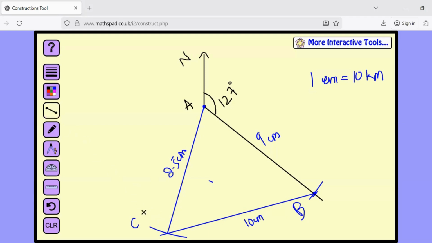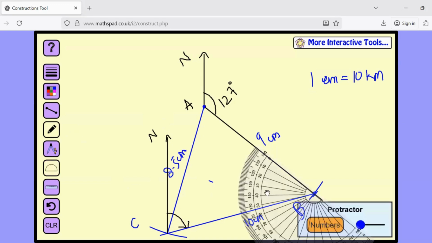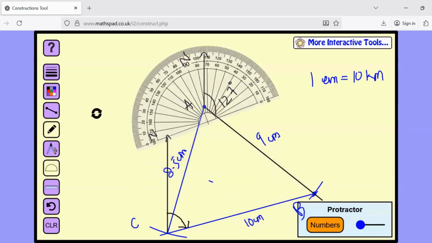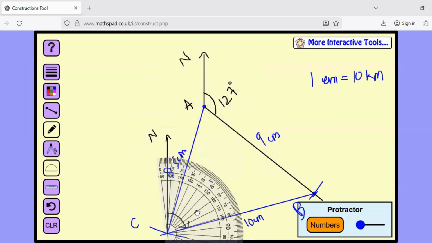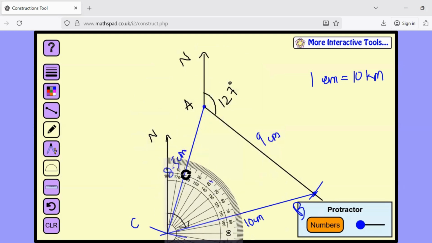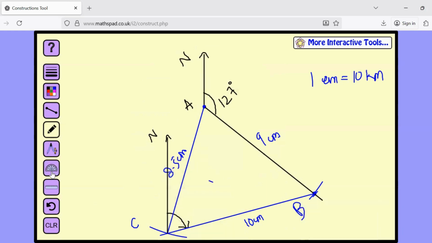Draw a north on C, which will be a vertically straight line. Use your protractor for this. This is north and I need to measure this angle. This will be the bearing of B from C. Use a protractor. Which scale should I read, inner or outer? Outer, because my zero is lining up with the outer scale. It is somewhere around 75 in my diagram, obviously.